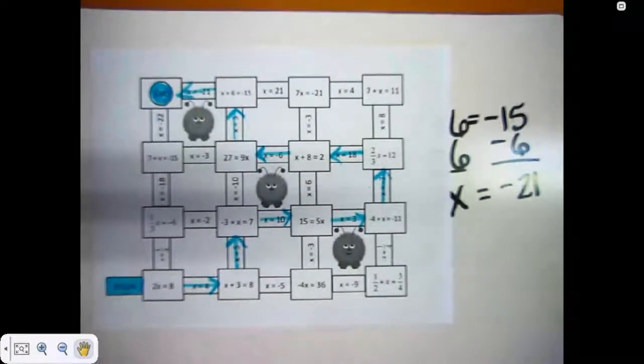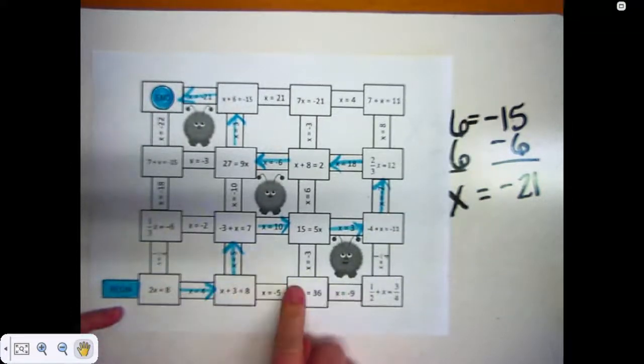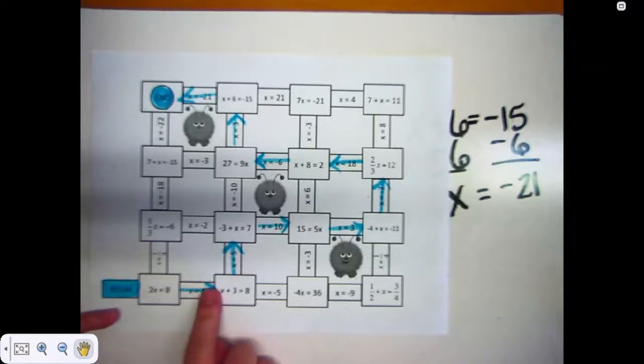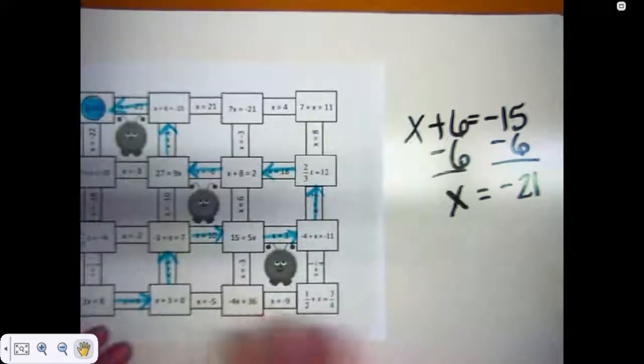I want you to notice, I had some people turn in mazes last time and you had just drawn your arrows straight across. That's not how this works. You find the answer and then you draw the arrow across your answer. Good luck with this. I hope you do well with this.